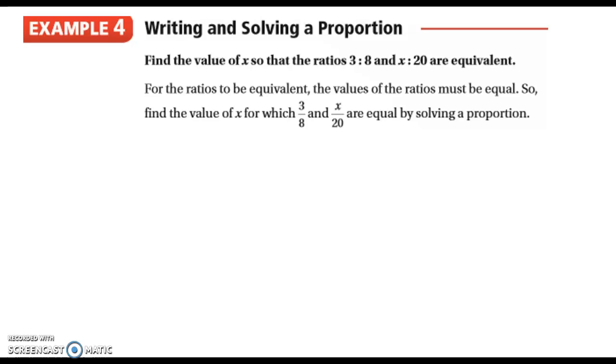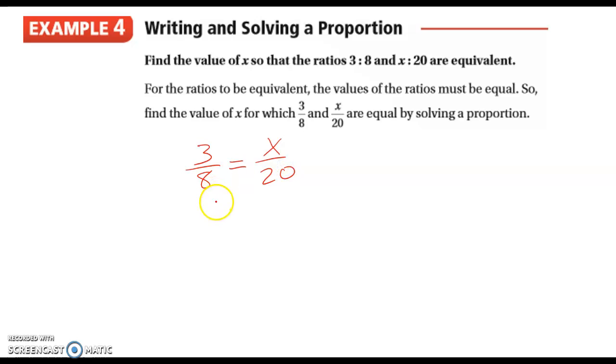So it says find the value of x so that the ratio 3 over 8 and x over 20 are equivalent. For the ratios to be equivalent, the values of the ratios must be equal. So find the value of x for which 3 over 8 and x over 20 are equal by solving the proportion. So basically, we're going to write this out. We're going to go 3 over 8 equals x over 20.